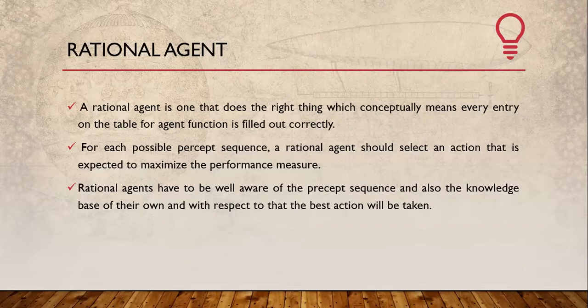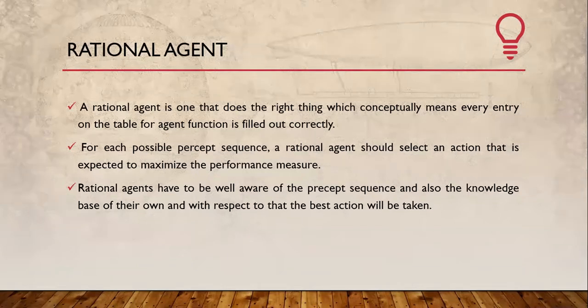So now a rational agent is one that does the right thing, which conceptually means every entry on the table for the agent function is filled out correctly. So the line is a bit technical, but I'll just elaborate it. It just wants to say that when we use the word rational, the agent does not have any chance to do something wrong. Okay, and that can only happen when the agent is very well aware that if this is the percept, then this is the right action which has to be done. If this is the percept, then this is the right action which has to be done.